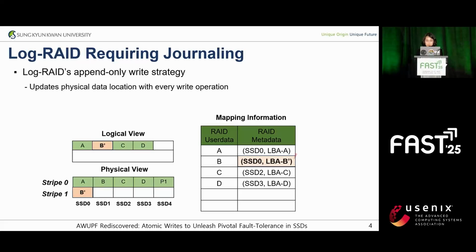But what happens if a crash occurs during this update? It could lead to a corrupted mapping table, potentially causing data inconsistency in RAID user data. If the RAID metadata update is only partially completed, the system might reference an outdated or incorrect location. To prevent this, RAID metadata updates must be atomic. To ensure atomicity, log RAID employs journaling for RAID metadata, allowing it to recover correctly in case of a crash.